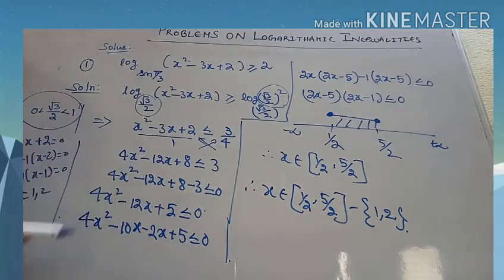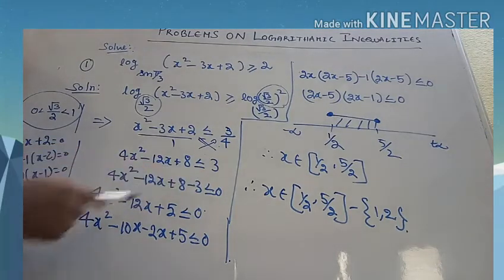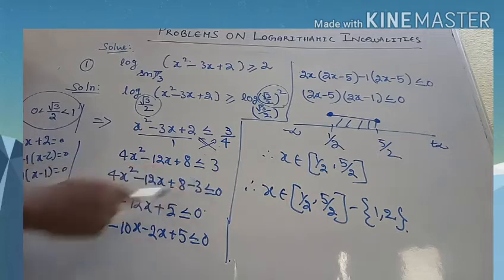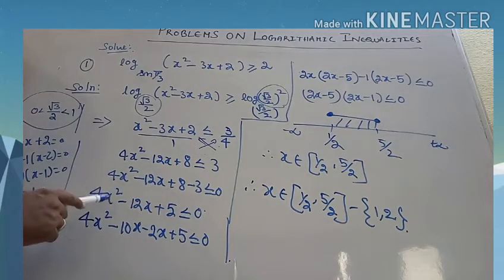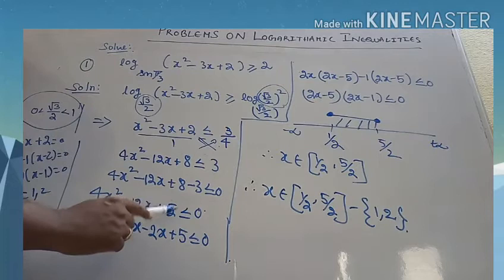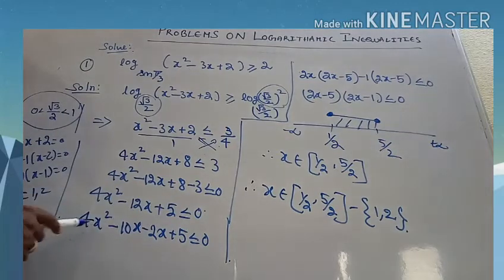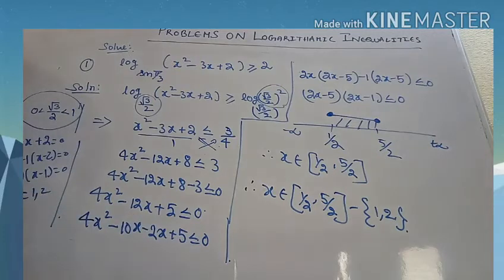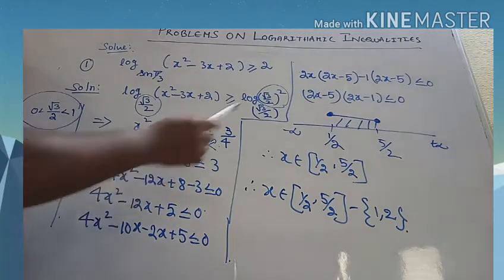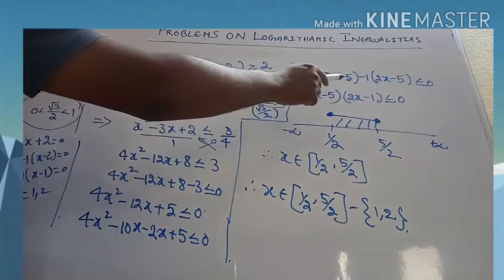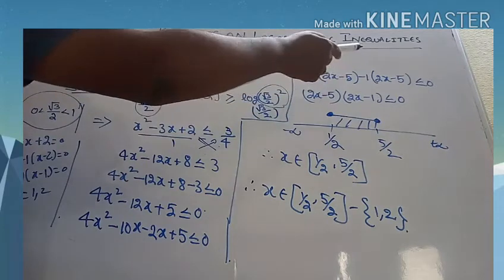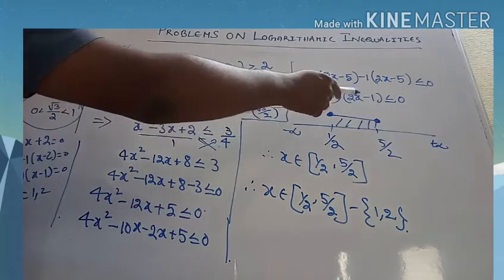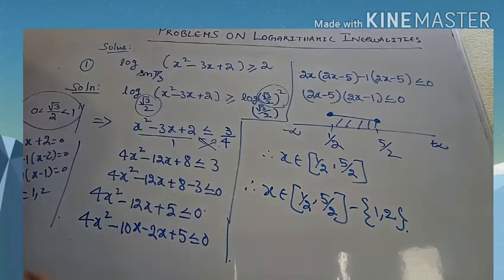Now you will get a beautiful quadratic inequality: 4x square minus 12x plus 8 minus 3 lesser than or equal to 0. That is now 4x square minus 12x plus 5 lesser than or equal to 0. This is 4x square minus 10x minus 2x plus 5 lesser than or equal to 0. If you take 2x common and then take common 2x minus 5, now this is (2x minus 5) into (2x minus 1) lesser than or equal to 0, right?